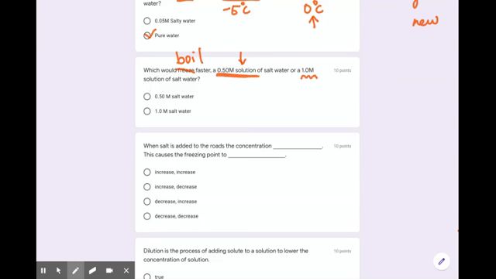And next, when salt is added to the road, the concentration obviously increases, because more salt is added, so it's more concentrated. So when the concentration increases, the lower point, which is the melting point, goes lower. The boiling point, which is the higher point, goes higher. This one asks you about the freezing point, which is the same as the melting point. The lower point, the freezing point, will go lower, so decrease. Okay.